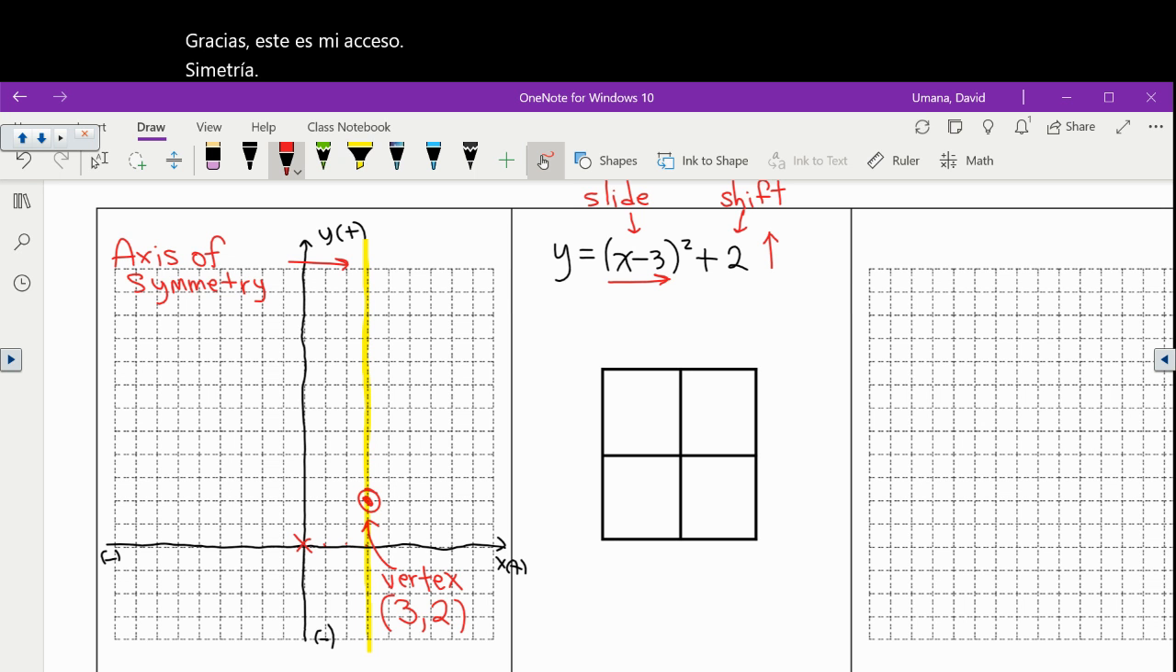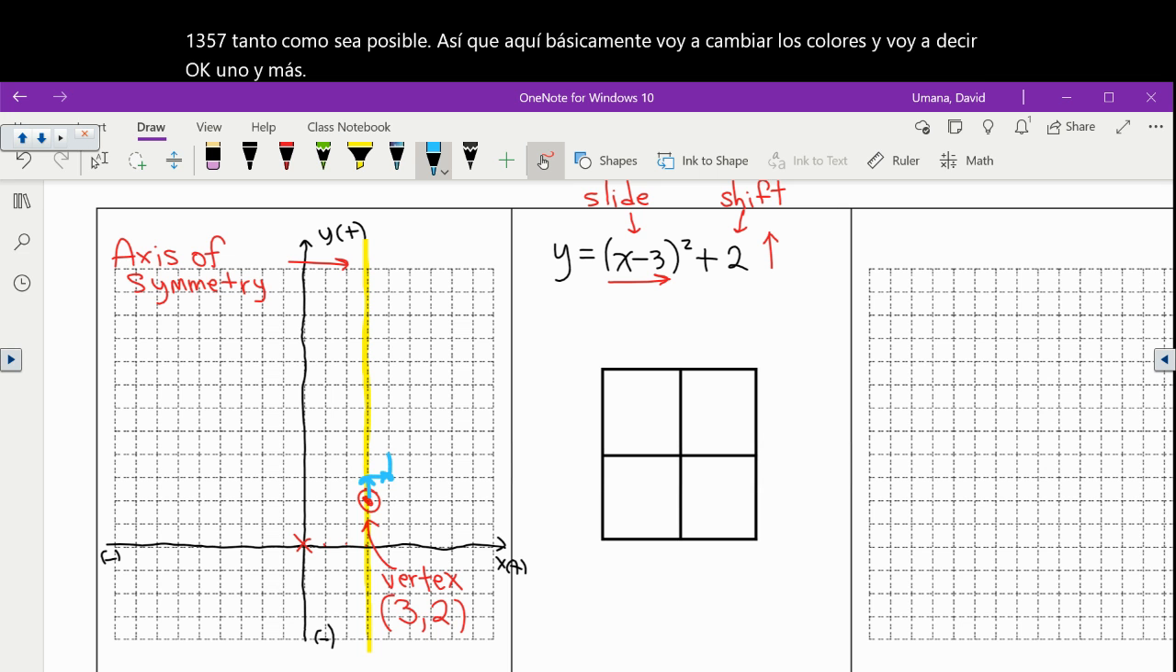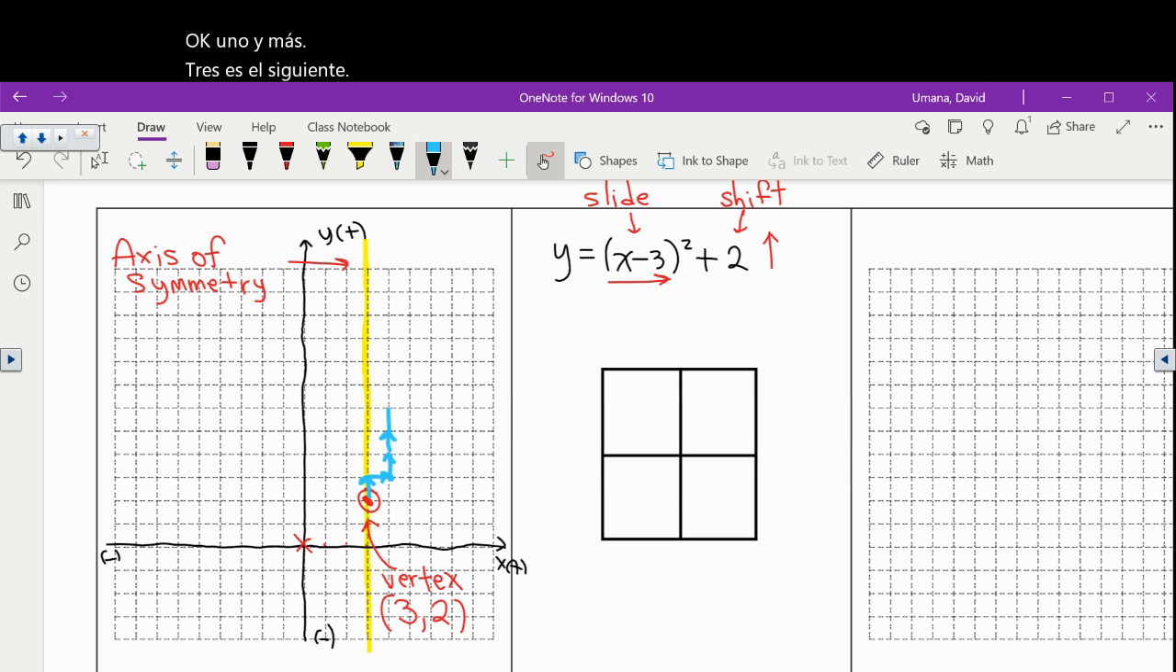Right now, this is just review. Once I have the vertex, then I start doing my skip counting. What's my skip counting numbers? 1, 3, 5, 7, as much as possible. So in here, I'm going to change colors, and I'm going to say, okay, 1 and over. 3 is next, and over. 5, 2, 3, 4, and 5, and over.